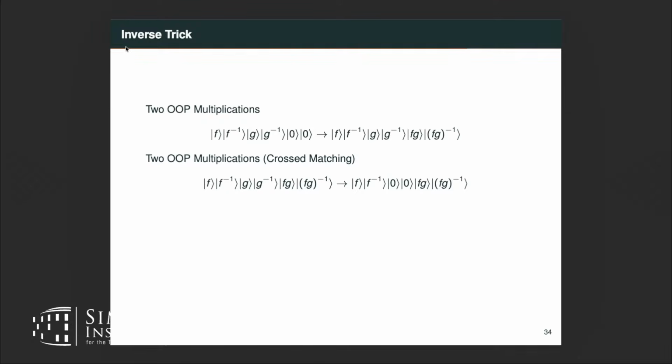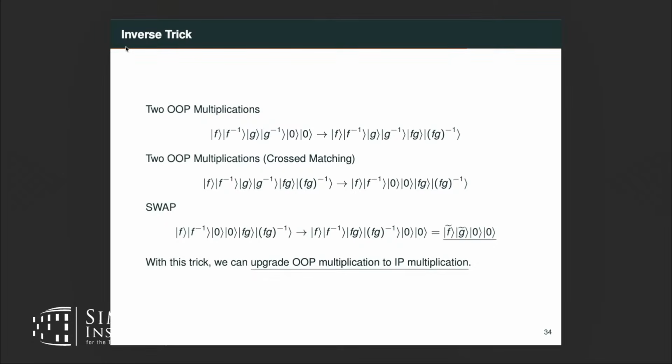If you stare at this, you can see that there is a way of removing g and g inverse by multiplying two things in a crossed way. For example, you can multiply f inverse and fg together, after which you're going to get a g, and you can add that g into this register. And because everything is a binary coefficient, they all just cancel each other out. The same with the inverse part. And you could just swap these two registers, let's say, the middle part and the right part, to basically get f inverse, fg, and fg inverse. Sorry, this is supposed to be the encoding of fg, not g. So with this trick, you can upgrade this out-of-place multiplication into the in-place multiplication.